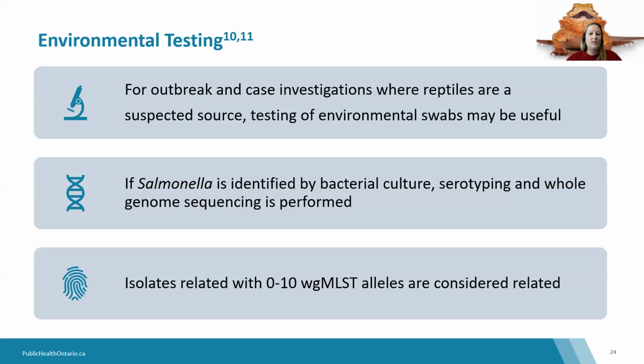Environmental swabs are tested by bacterial culture at PHO's lab, and if Salmonella is identified, serotyping and whole genome sequencing are performed. Typically, isolates are considered related within 0 to 10 whole genome multilocus sequence typing alleles. For zoonotic outbreaks, however, we might use a wider allele range just to reflect the higher genetic diversity that's associated with such outbreaks.